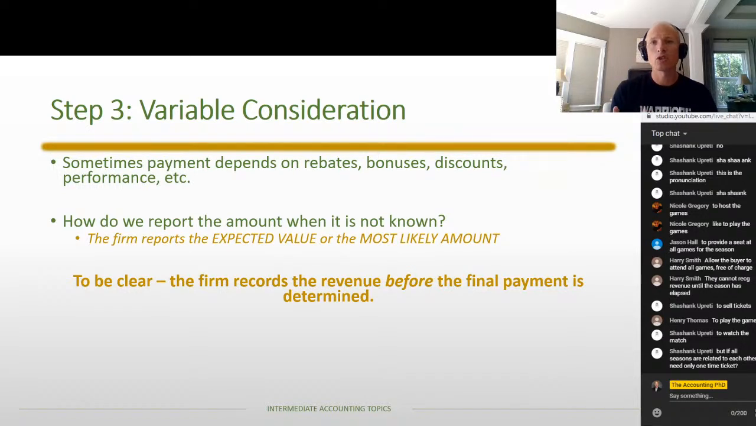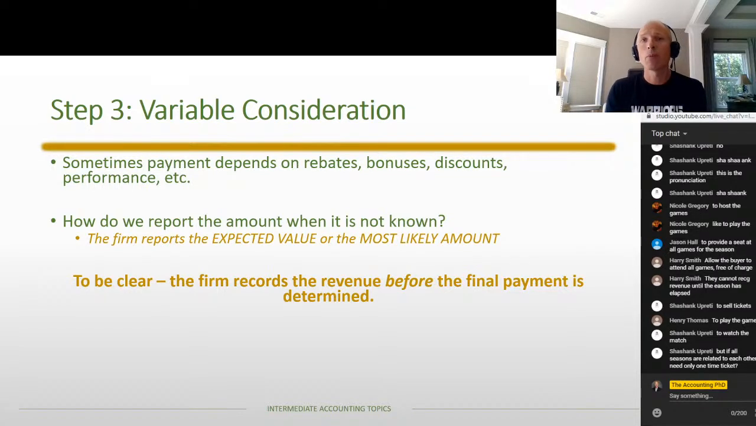Whereas with the most likely amount, if there are a few distinct outcomes, I'd say the most likely amount is typically going to be the most appropriate method. But I want to be very clear here that this is the amount that's recorded at the time of the transaction, even before payment has been ultimately determined. So if I make a sale on January 1st, 2020, and there's some sort of bonus structure where I get $100,000 now and I get 1% of your profits for the next year, what we do is record this revenue on January 1st because I've completed my performance obligation.